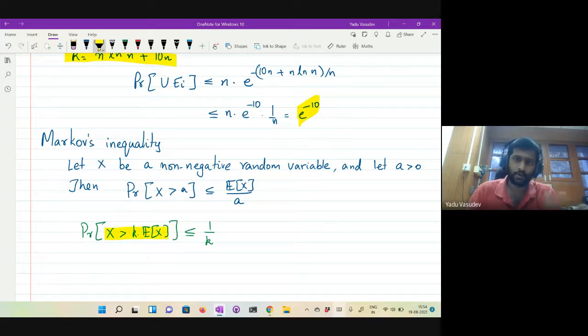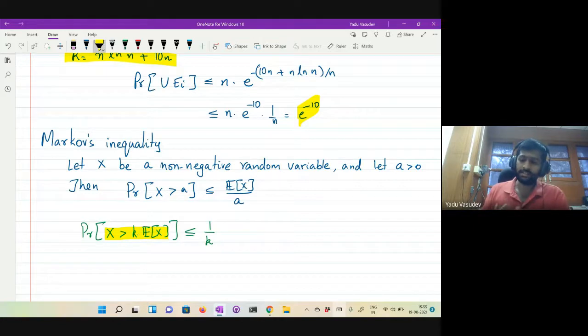You have a random variable x, you know its expectation is E of x. What is the probability that the random variable takes a value which is 100 times the expectation of x? It tells you that it will be less than 1 over 100. That is what this says. It's not very strong, but it still says something. So no random variable can be too far away from its expectation. If you ask what is the probability that x is greater than 1000 times the expectation, it is less than 1 over 1000, and so on. So that is a simple enough inequality.